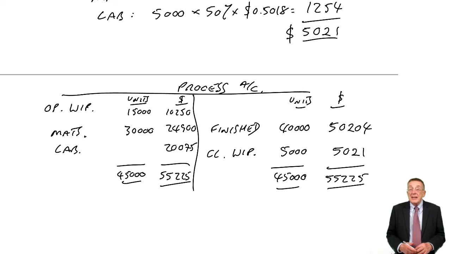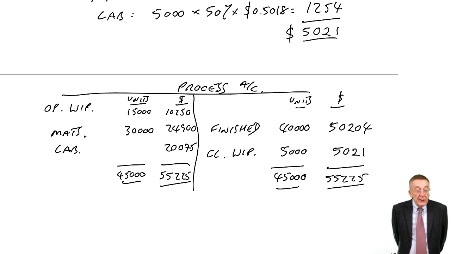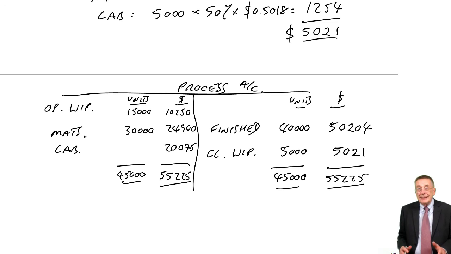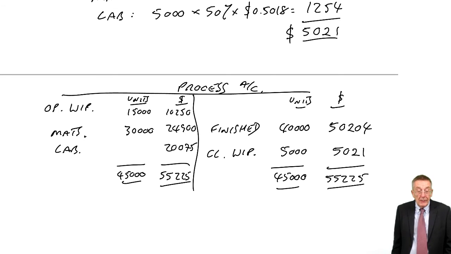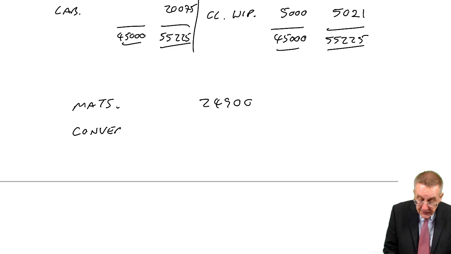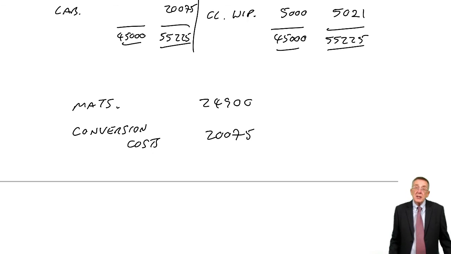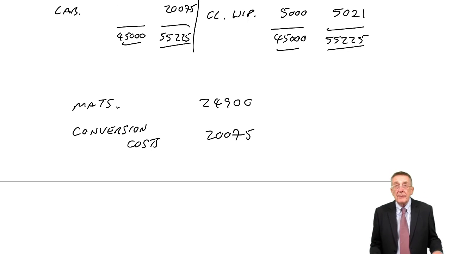Just one last bit of terminology. In this question, example three, there was labour and overheads as one figure. That's fine. Well, you quite often see that referred to as conversion costs. So the question could have been given to you as materials we spent 24,900, conversion costs 20,075. Conversion costs is another word for labour and overheads. So it doesn't affect the arithmetic at all. But that's all it means.